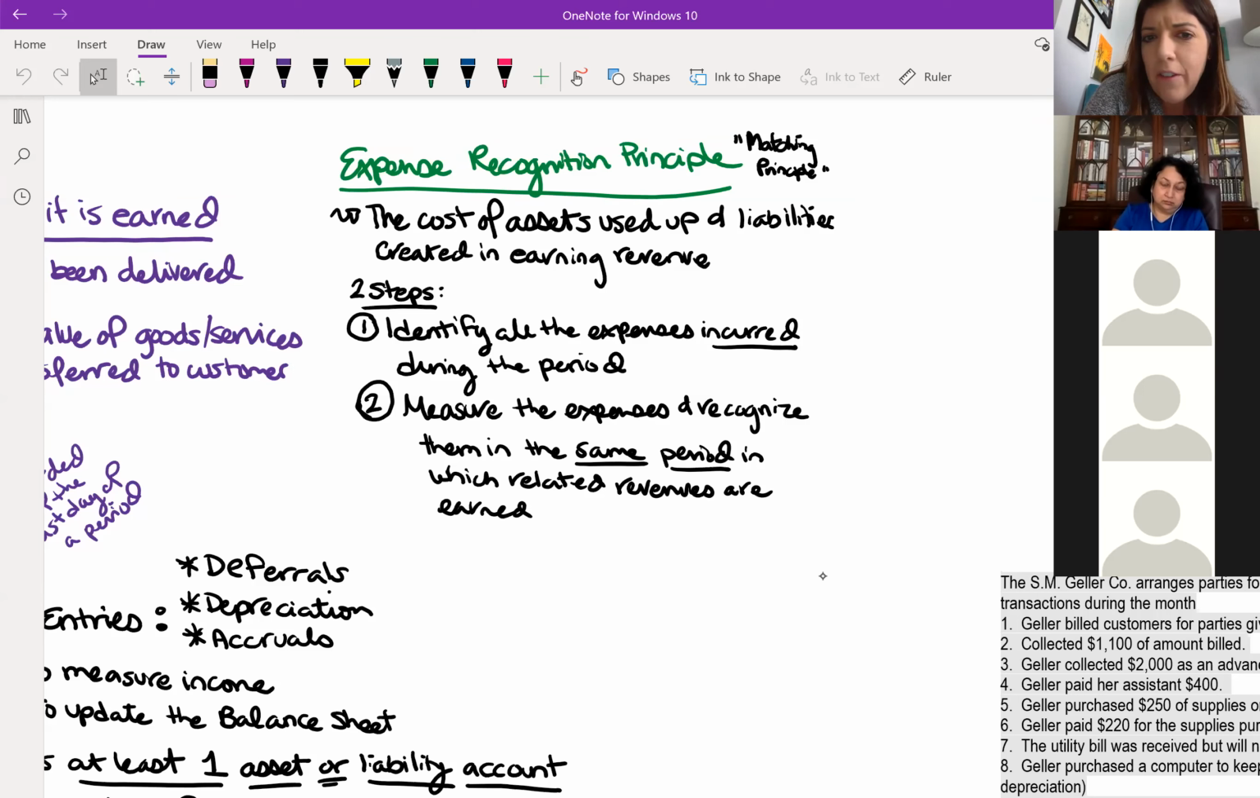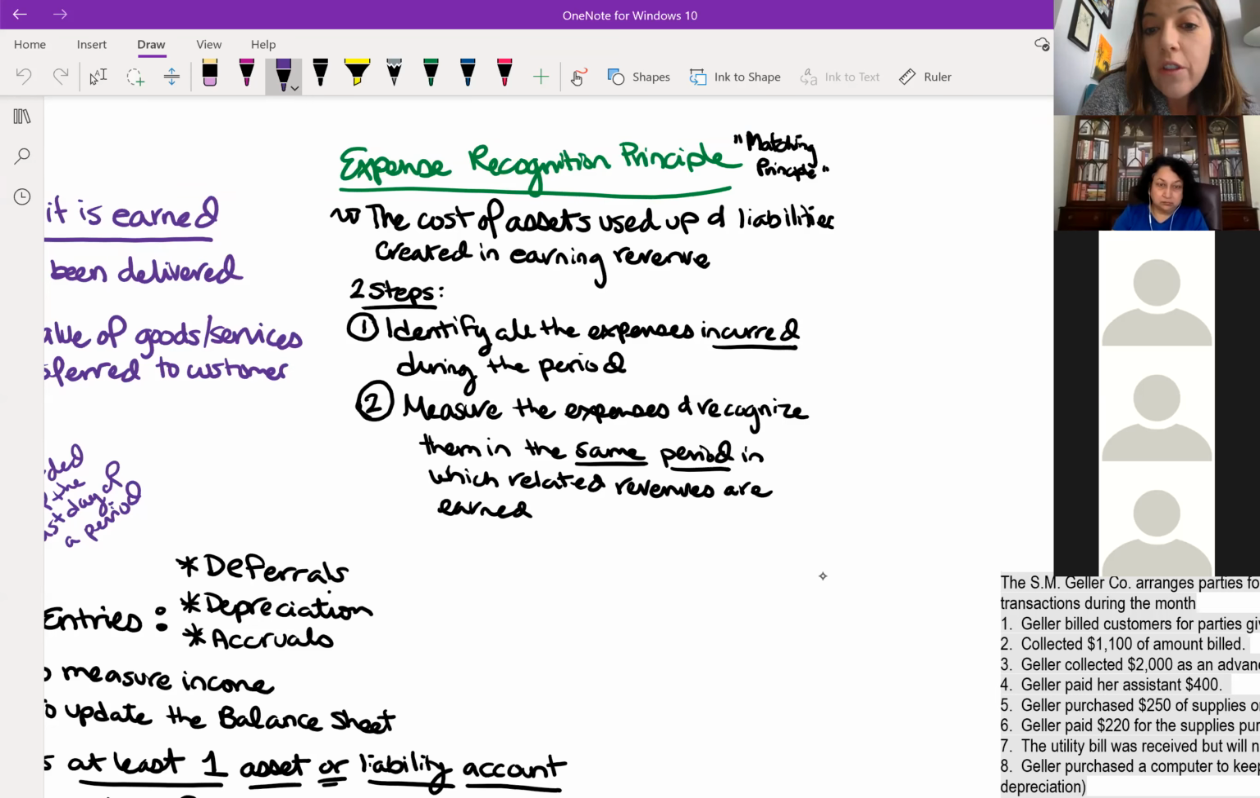We're going to identify all the expenses that are incurred. Employees work. I use the utilities. I use the office supplies. That's that word incurred. So we're doing something with that. I use that fixed asset during the period of time to produce my goods. Incurred.